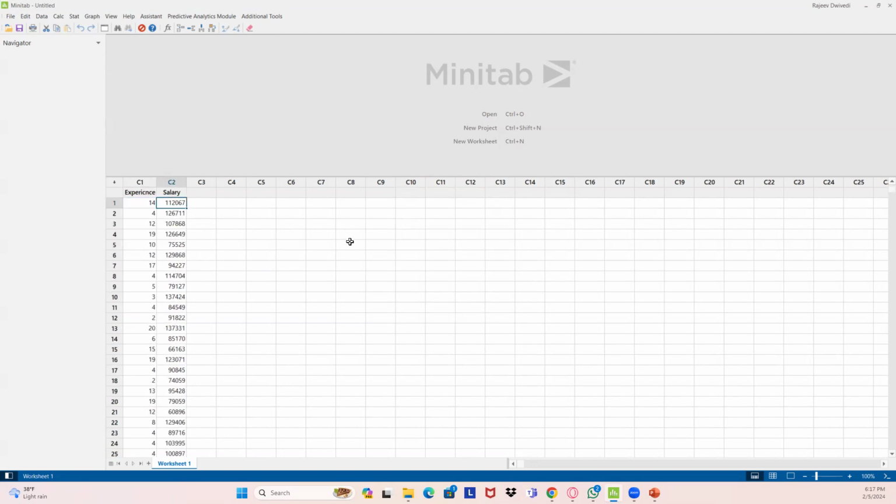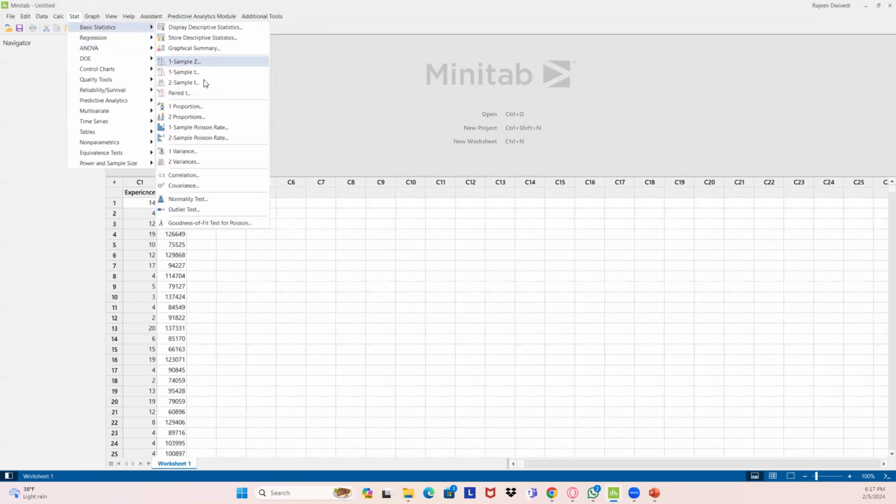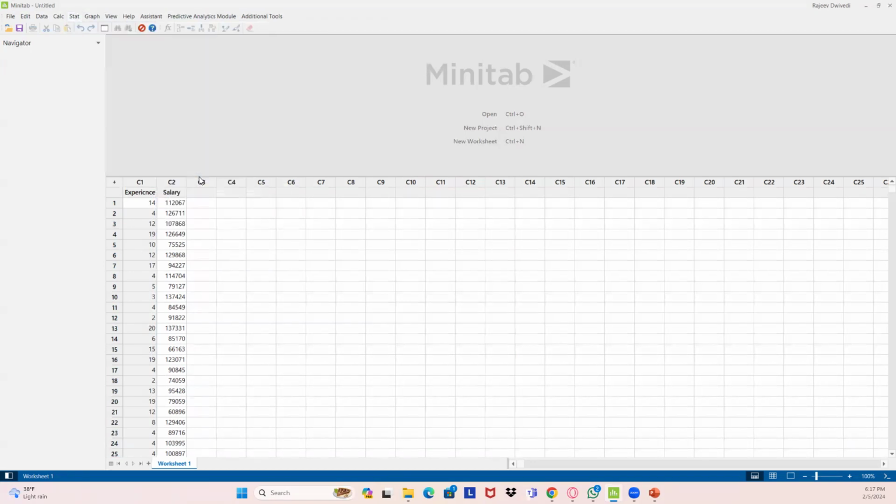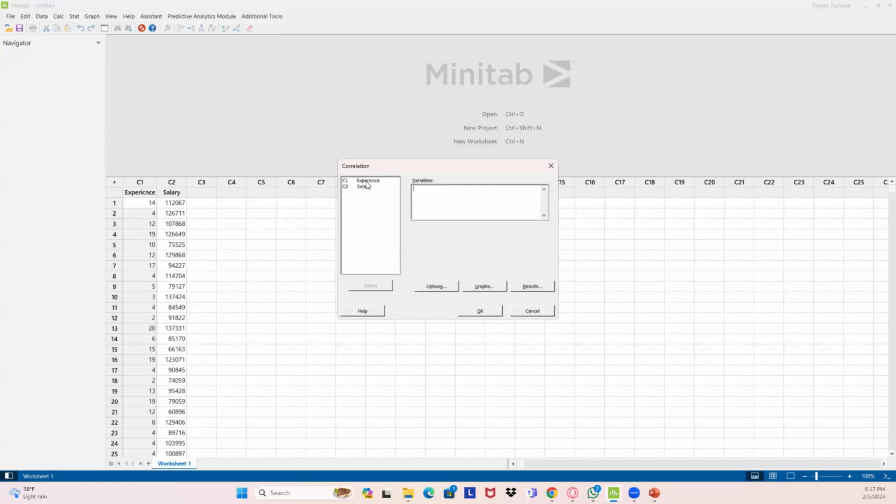Now I would like to see, is there any relationship? So I just go under statistics, basic statistics, and I can go for correlation. And here we have Pearson or Spearman. Store correlation matrix. By default, 95% graphs. You can see the graphs, results, pairwise.